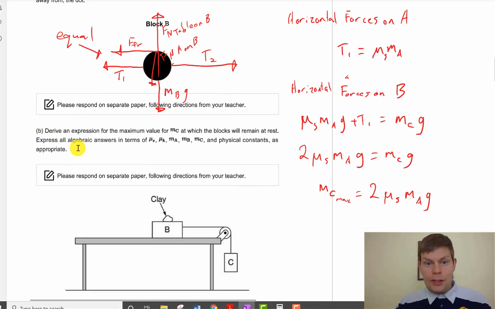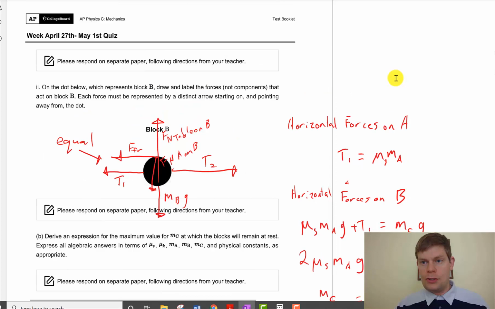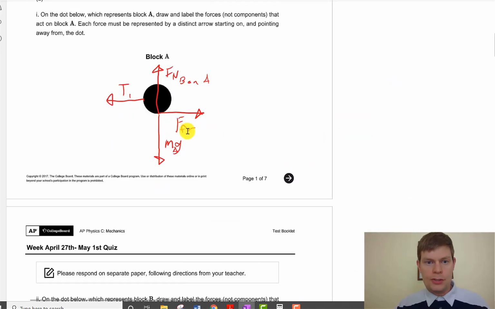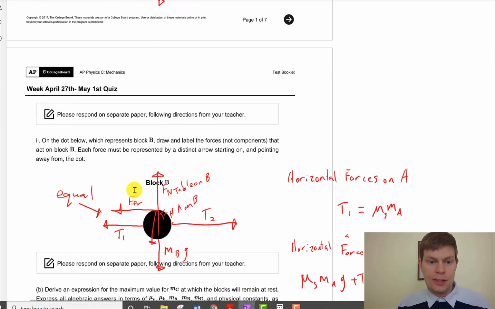All right, for the next bit, we're trying to derive the max value for mass C while they'll remain at rest. So if we made mass C any bigger, it would start to move. We're using static friction forces, so I'm not using any mu K's. I'm only using mu S, coefficient of static friction. First thing, looking at the horizontal forces on block A, we come to an important conclusion. Left and right forces got to cancel because it's not moving, so tension 1 is equal to the force of friction. By the way, this force of friction is the same as this force of friction. They're equal and opposite forces, Newton's third law.